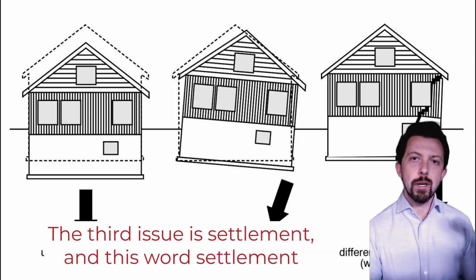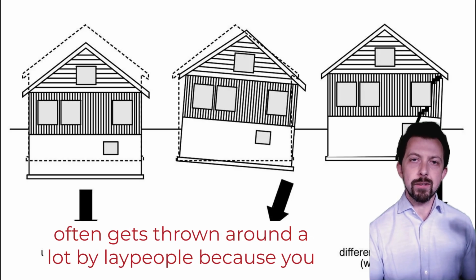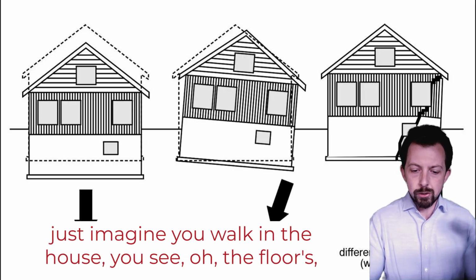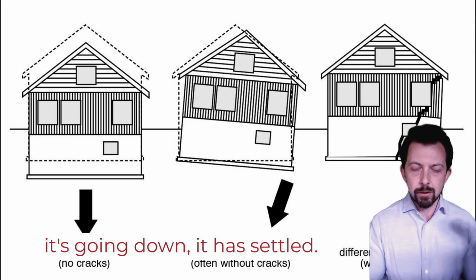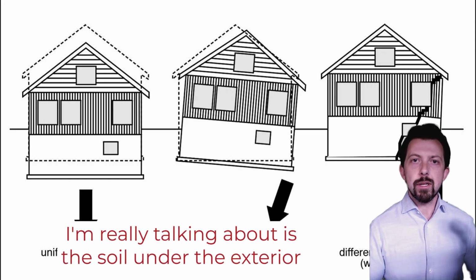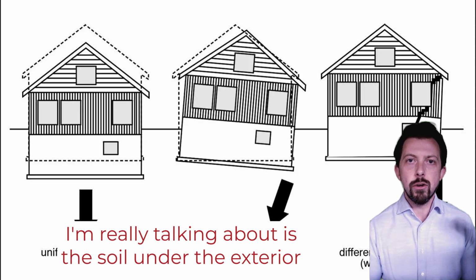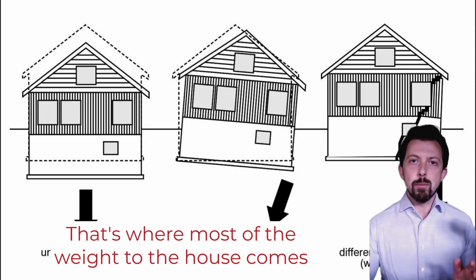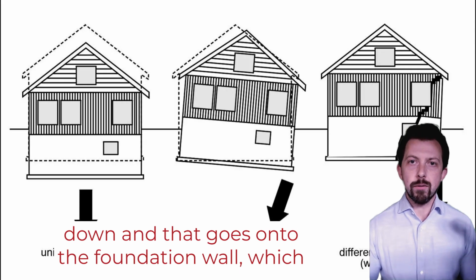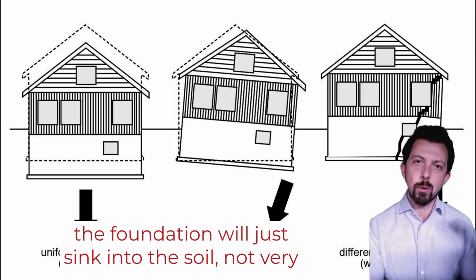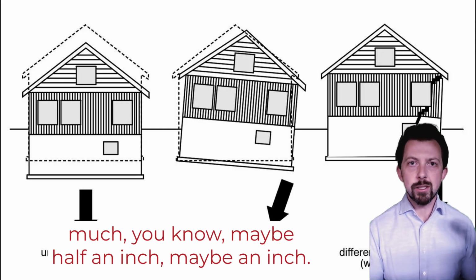The third issue is settlement. And this word settlement often gets thrown around a lot by lay people because you just imagine you walk in a house, you see, oh, the floor's going down. It has settled. It makes sense to use that word. But as an engineer, when I talk about settlement, what I'm really talking about is the soil under the exterior foundation walls of the house, at the perimeter of the house. That's where most of the weight of the house comes down, and that goes onto the foundation wall, which then goes onto the soil. And if that soil, for whatever reason, becomes soft, then the foundation will just sink into the soil. Not very much, maybe half an inch, maybe an inch.